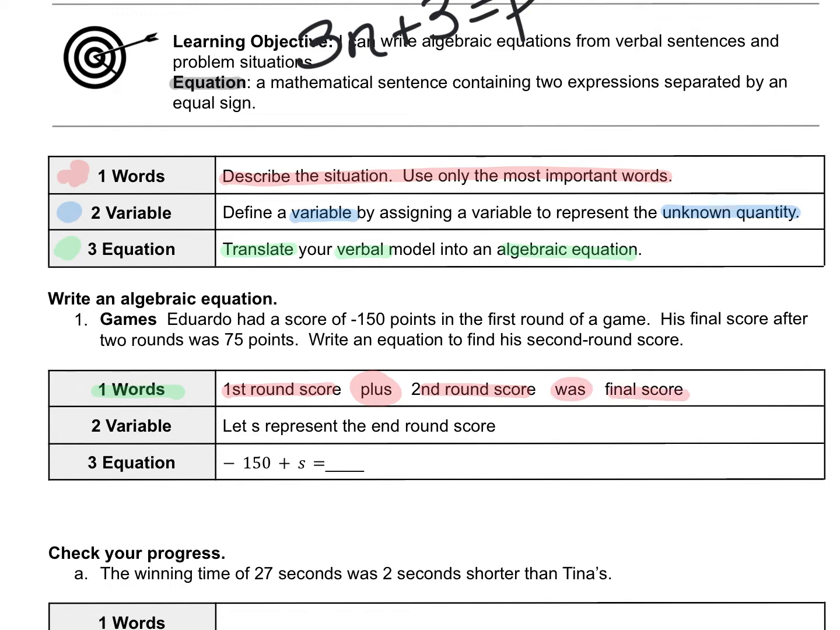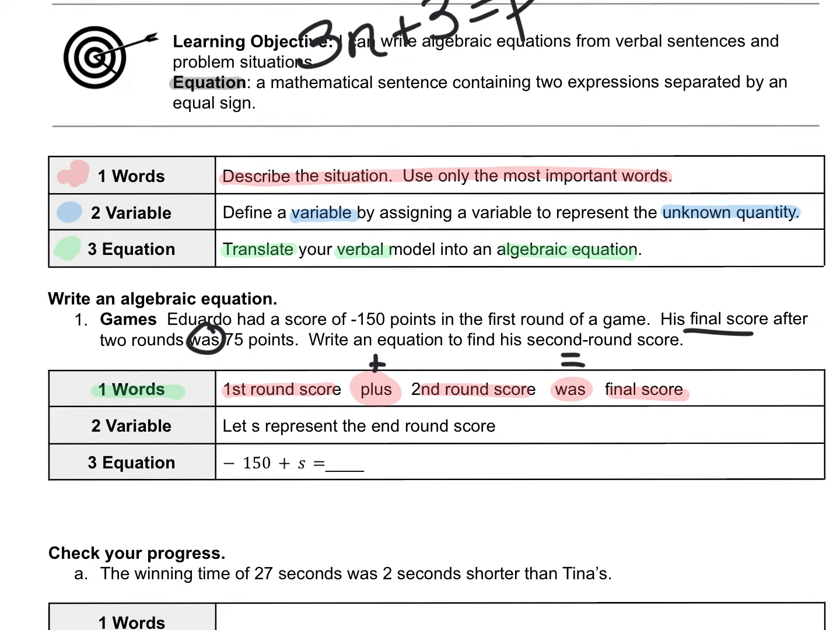I don't know if you remember from another time, but there are some words that help us know that we're adding. So this was plus, because his final score, we know it was a total, right? So we knew we had to add 2 things together. This word is another form of is, and that tells me it equals something else. So look for those keywords to help you.